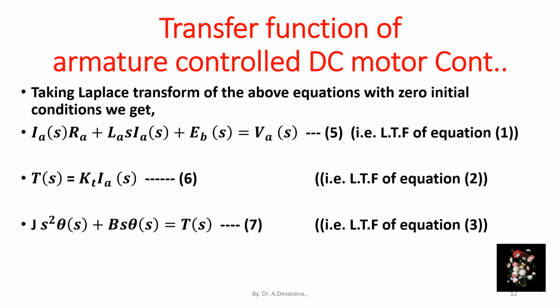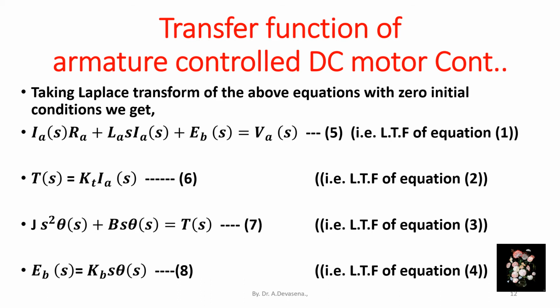J s square theta(s) plus B s theta(s) is equal to T(s). This is equation 7. If we take the Laplace transform of equation 3, we get equation 7. And E_B(s) is equal to K_B s theta(s). This is equation 8. We have taken the Laplace transform of equation 4.